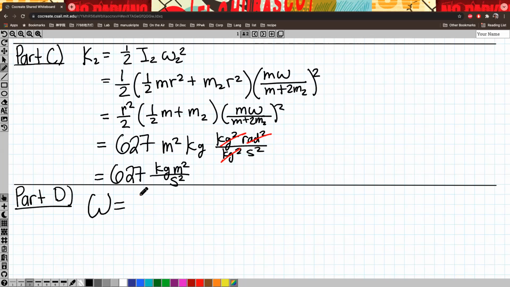Wait a minute. Oh, this is easy. You just do final minus initial. So 627 minus 1,310. Then work would be a negative number, less than 0. So there's negative work done, right? So it's the second option, right?